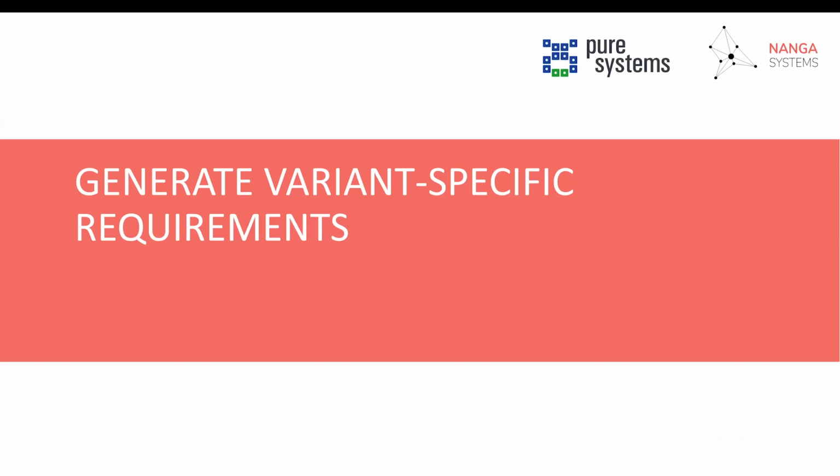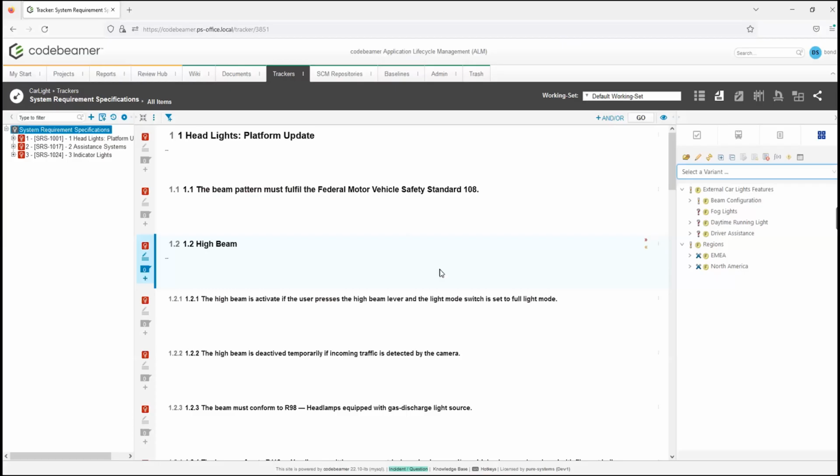So we have now more examples for you. The next one is about generating a variant specific requirement in the web client from Pure. And we're going to use the enumeration transformator to bring it back to Codebeamer.